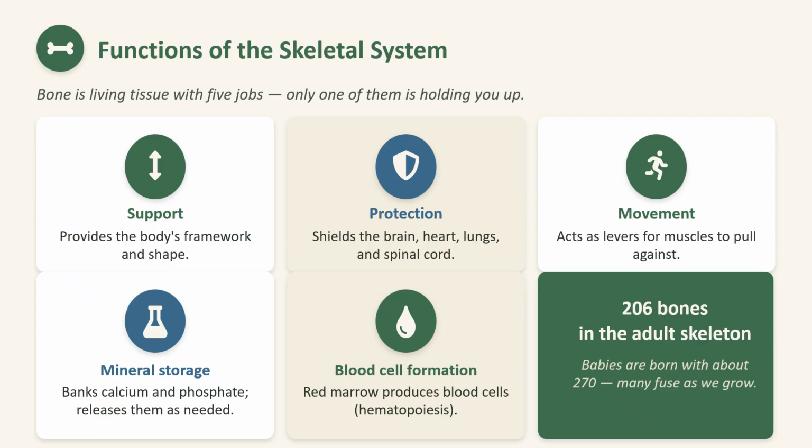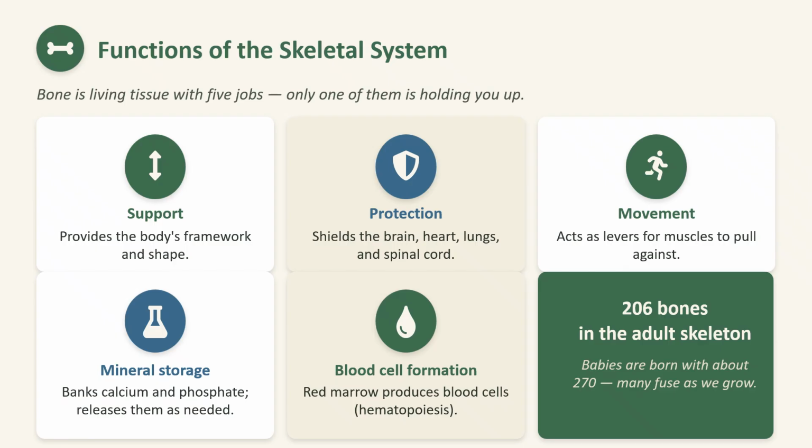And blood cell formation. Red bone marrow inside the spongy bone produces your red cells, white cells, and platelets. That's a process called hematopoiesis. See it again in week 3 when we talk about blood.